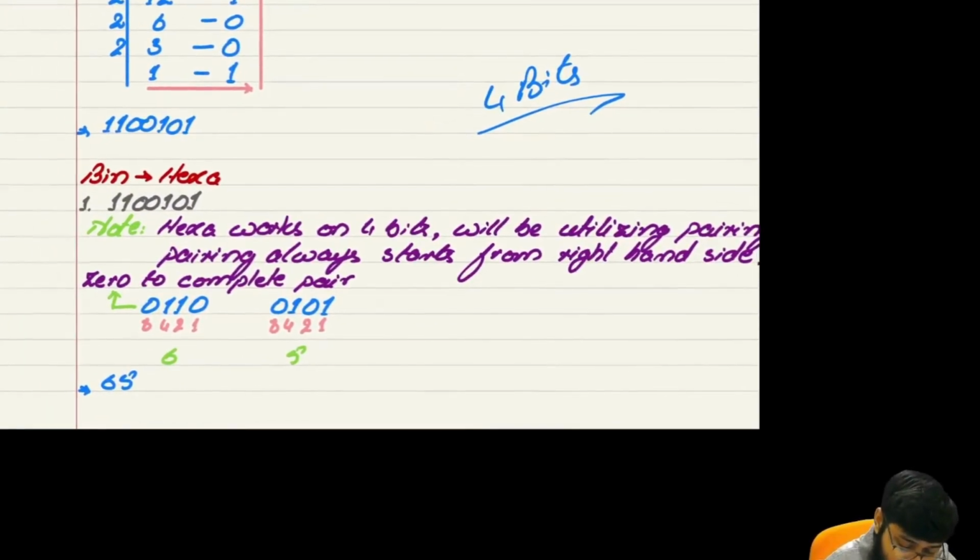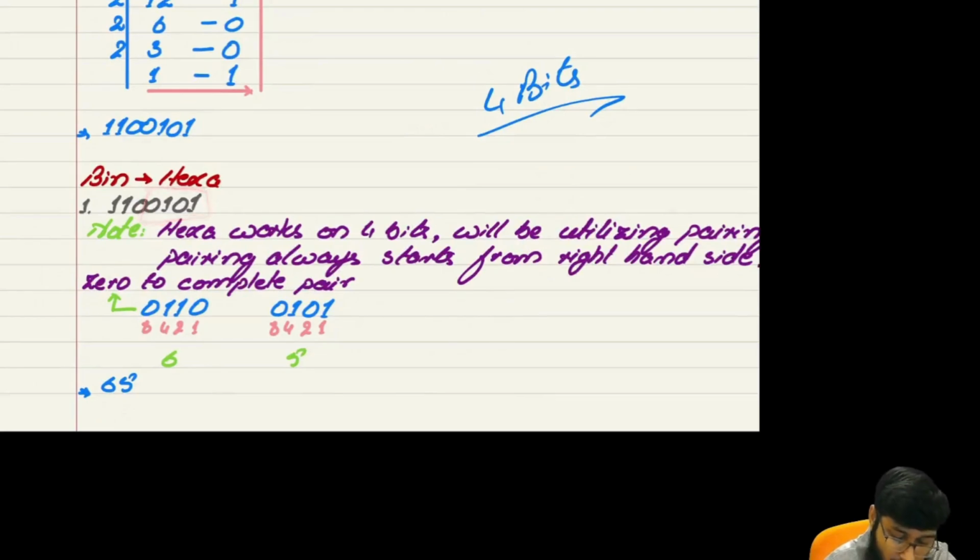So in the pairing method, the first pair is going to be 0101. The other pair will be 011. For 011, I need to complete the pair, so I'm going to place a 0 over here. So it will be 0110. Now we will be doing the similar task, 8421 or 1248, however it feels comfortable to you. These are actually the answers of the two powers: 2 power 0 is 1, 2 power 1 is 2, 2 power 2 is 4, 2 power 3 is 8. So in this pattern we are going to get this.